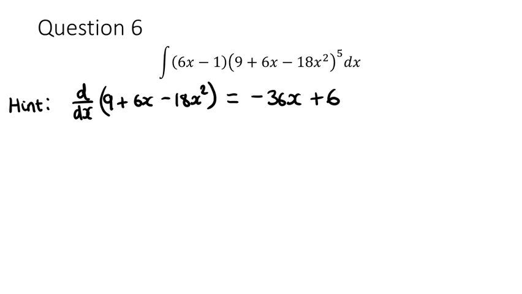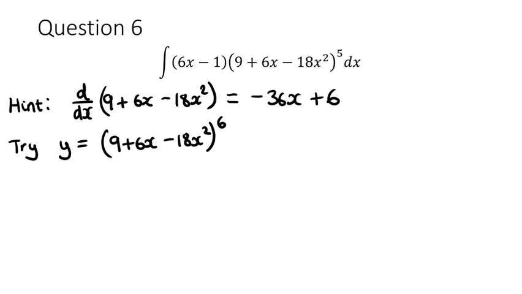Right, so what you may or may not have noticed is that minus 36x plus 6 is actually a multiple of 6x minus 1, okay, what I get in that first bracket. So what that would lead me to think is, well, what happens if I try a result of what's in that second bracket to a higher power? Because I know that using the chain rule, when you differentiate inside that bracket, you're getting a multiple of that 6x minus 1. So let's try as an answer 9 plus 6x minus 18x squared to the power of 6.